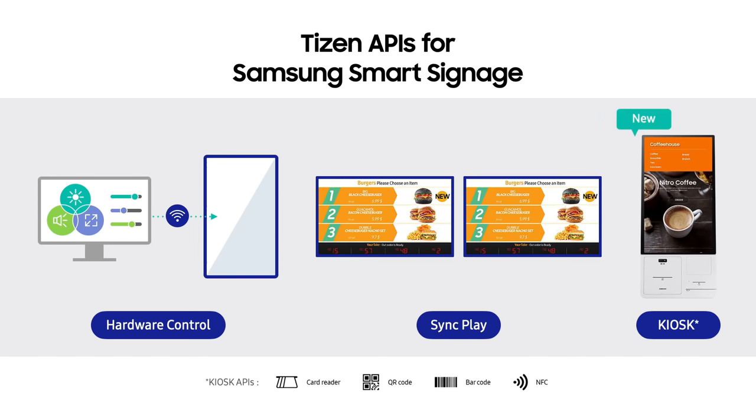A new addition to these B2B APIs is the APIs for the recently launched Tizen SoC-based kiosk product. Kiosk APIs support smooth integration with modern-age peripheral devices like printer, scanner, payment terminals, pin pads, etc.